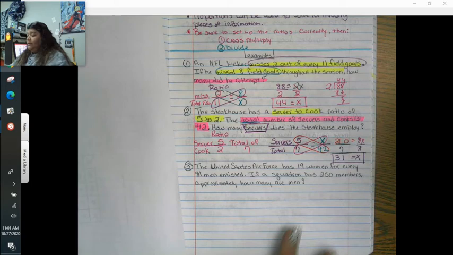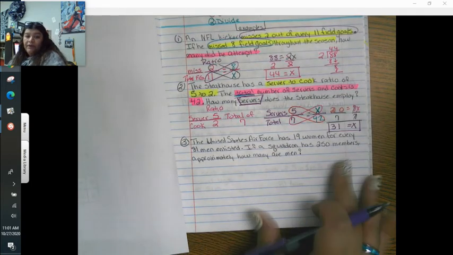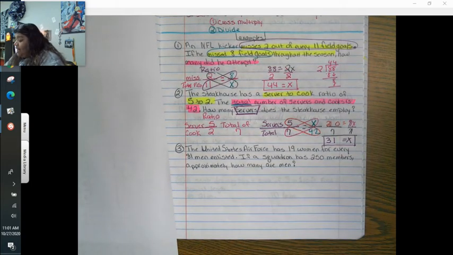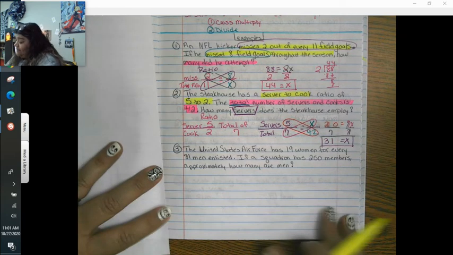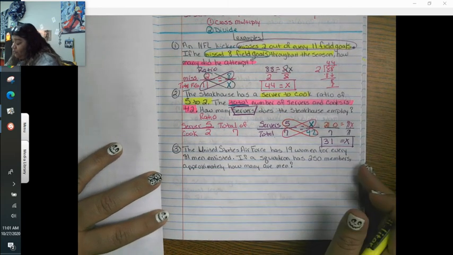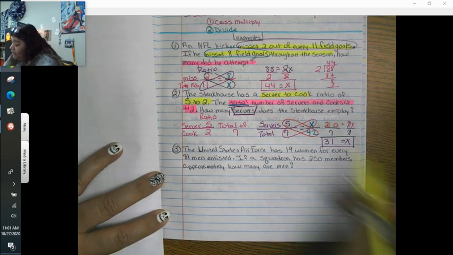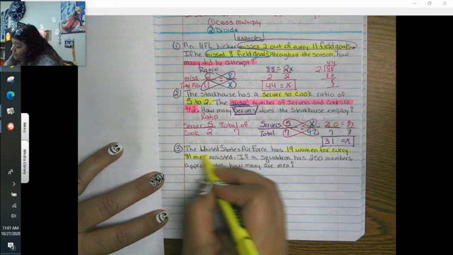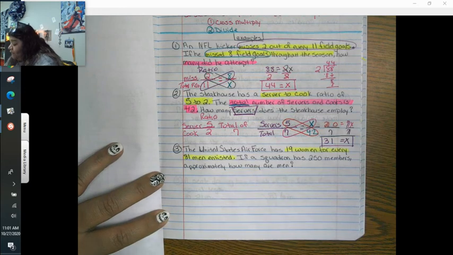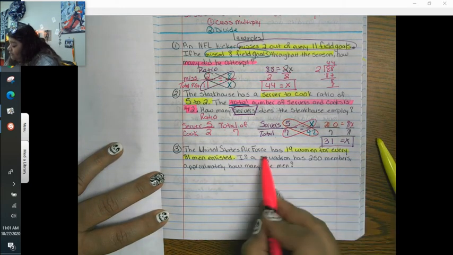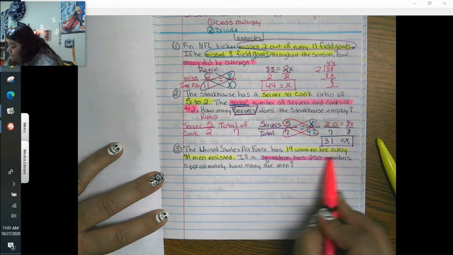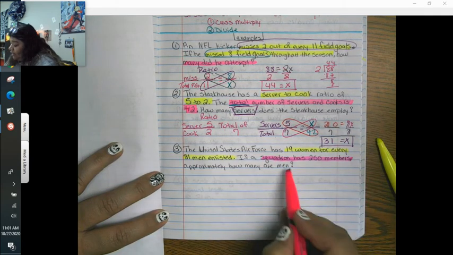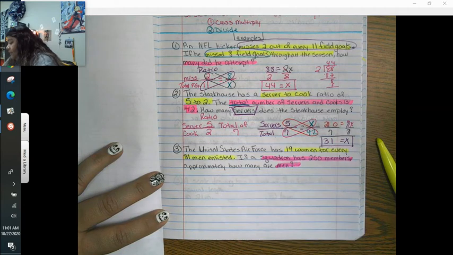All right. Let's go to another one. The United States Air Force has 19 women for every 81 men enlisted. You know what? That is a ratio. I'm highlighting that right there. Okay. If a squadron, so here's our prediction. If a squadron has 250 members, approximately how many are men?